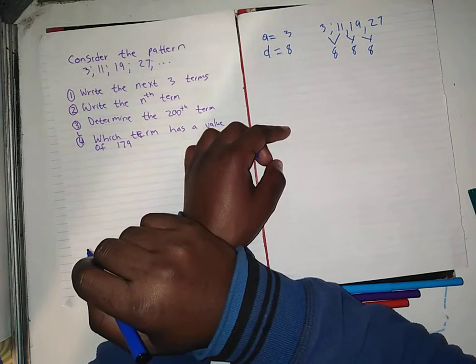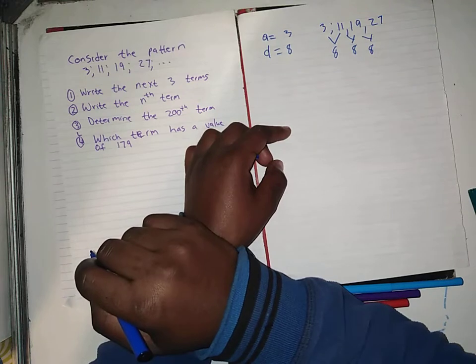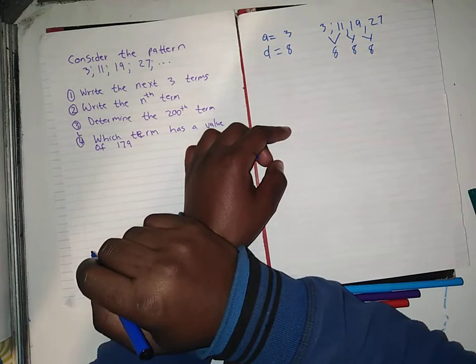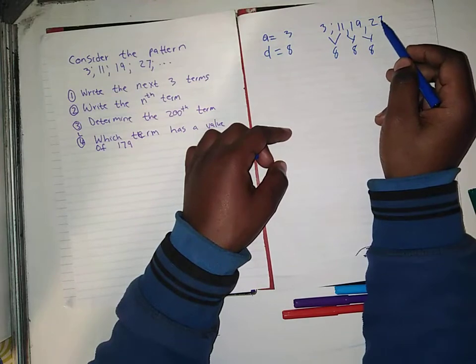So if it has a common difference, we know that it means we have a linear pattern. Ladies and gentlemen, there are many patterns, but when there is a common difference, it's a linear pattern or an arithmetic sequence. Okay, so now, to get to the next term, you keep on adding 8.